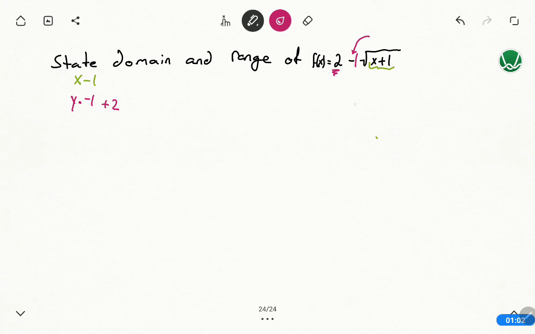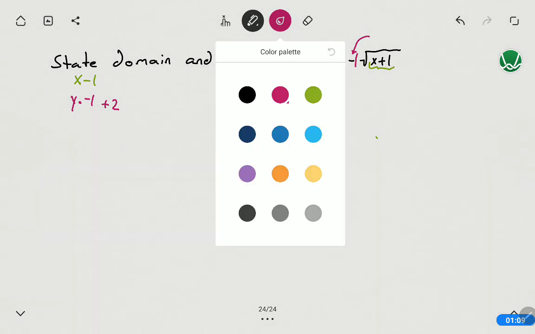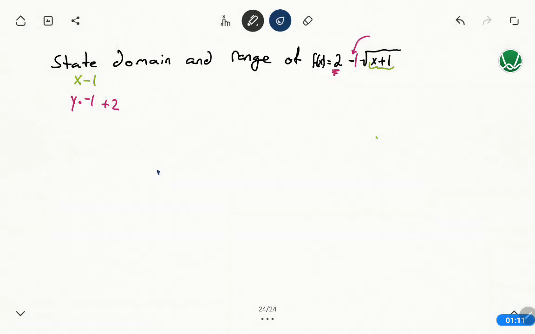And it might help to rewrite this in a different format. I do that in a different video that uses the same example, so I'm not going to do it here, but it might help to rewrite it in a different format to get the transformations. Once you have the transformations, it just goes back to knowing a little bit about the parent function.